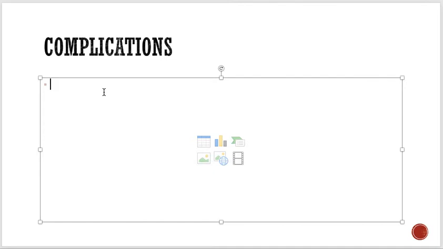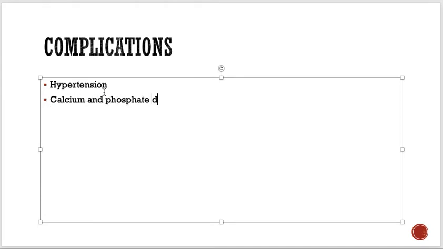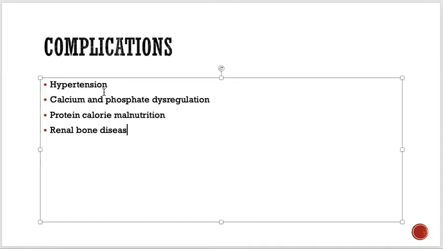So, for example, many people have hypertension, and there is calcium and phosphate dysregulation, as well as protein calorie malnutrition. There could be renal bone disease.